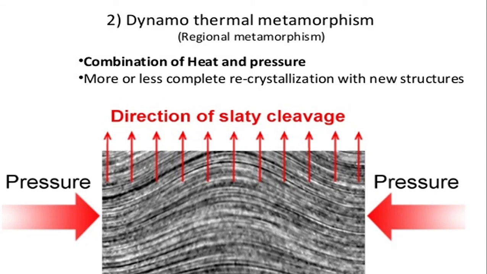So the second one is the dynamothermal metamorphism. It is also called regional metamorphism. It is a combination of heat and pressure, more or less complete recrystallization with new structures. So if a certain pressure is exerted in this side and also in this side, so what will happen? The direction of the slate cleavage will be upward. So you can see the different layers are bended and it will form like this.